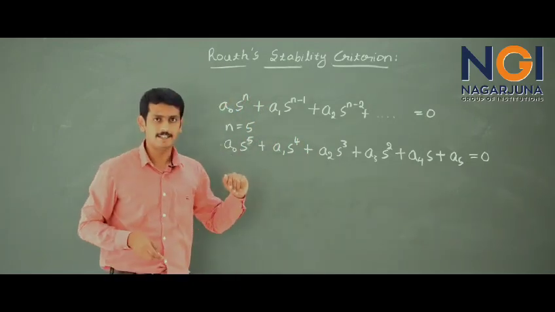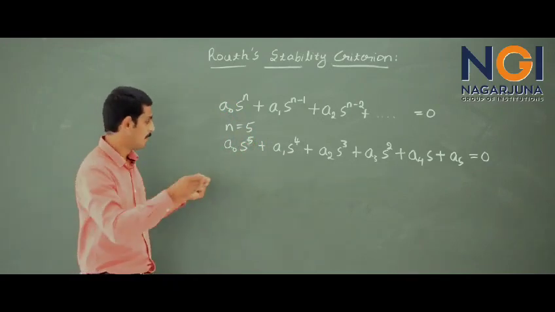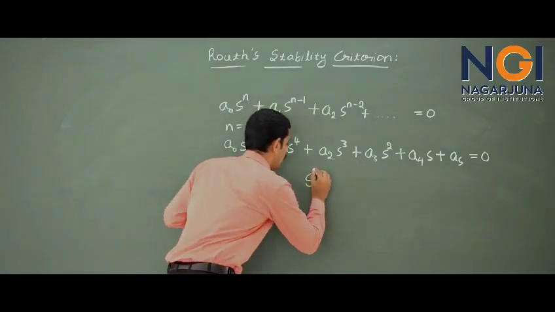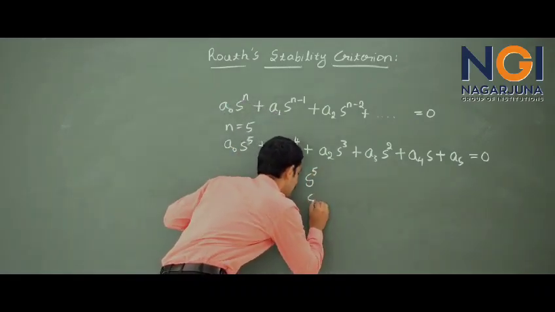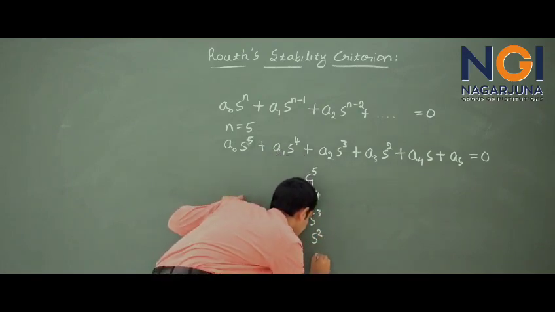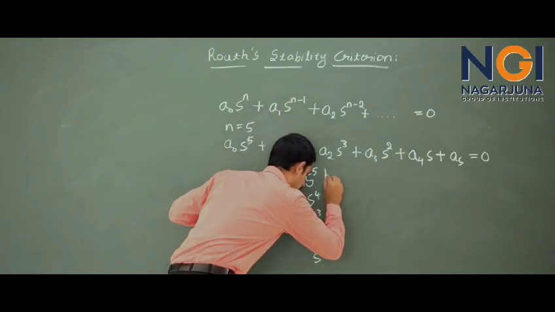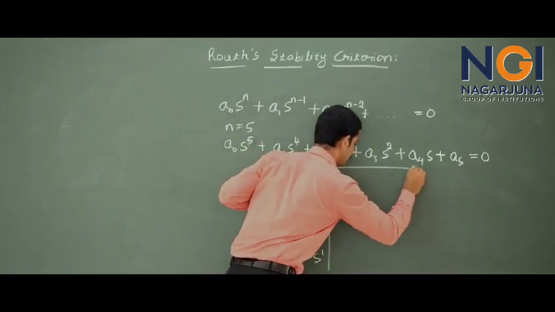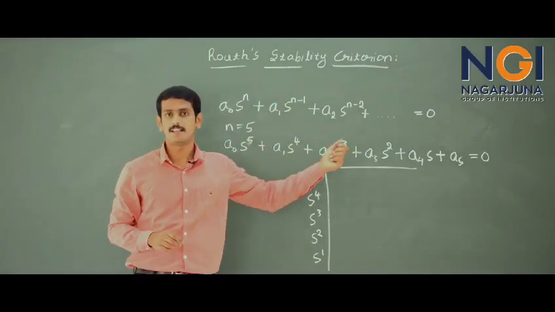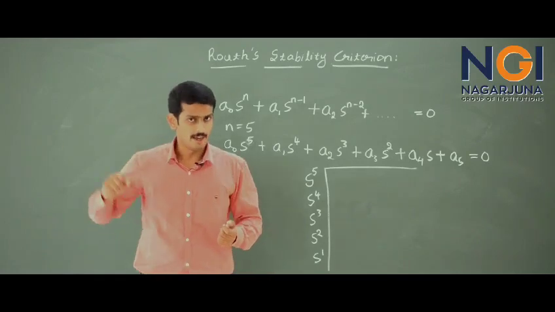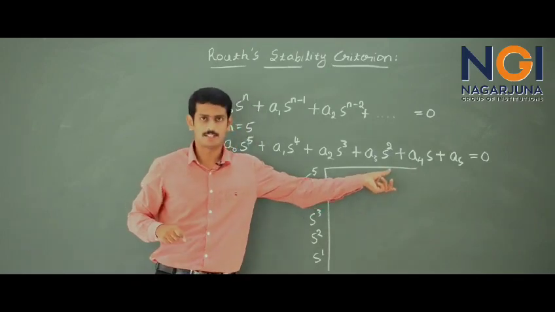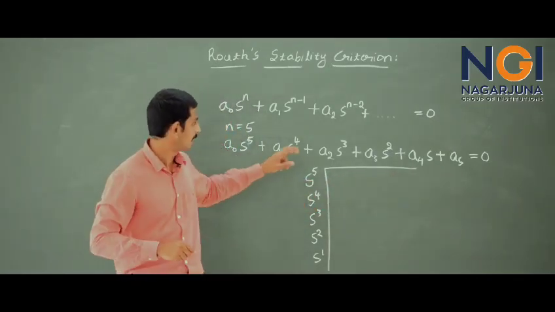Now, in the Routh's stability criterion, we consider a table where first we take the s order in decreasing order: s power 5, s power 4, s cube, s square, s power 1. This will be the order which I am taking here. After this, as already told, we arrange the coefficients of the characteristic equation in the form of an array. In this table, the first two rows represent the coefficients of the characteristic equation.